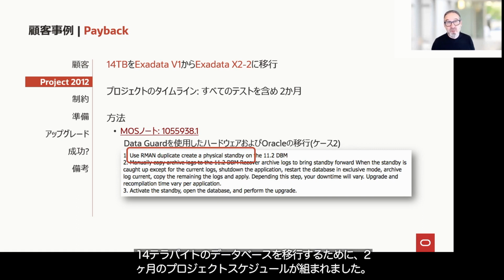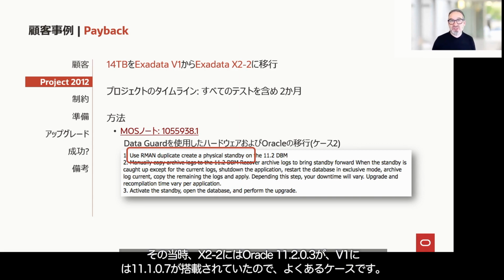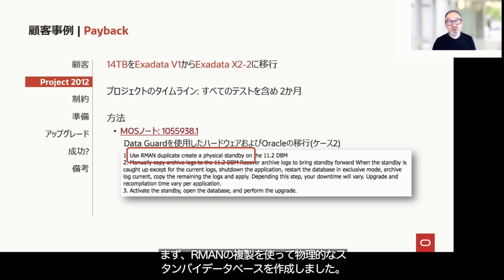So we got a 2-month project timeline to migrate a 14 terabyte database. Now you would say, oh, that's not a big deal. But at this point, it was quite a deal because the X2-2 came with Oracle 11.2.0.3, and on the V1, there was 11.1.0.7. So we needed an approach here, and we followed this Oracle Support note, hardware and Oracle migration using DataGuard. So we used RMAN and duplicate to create a physical standby database.